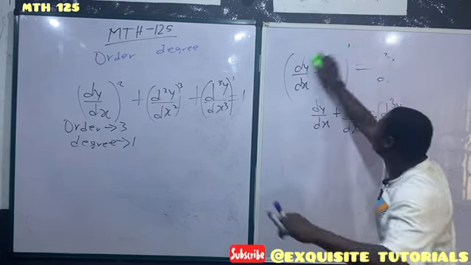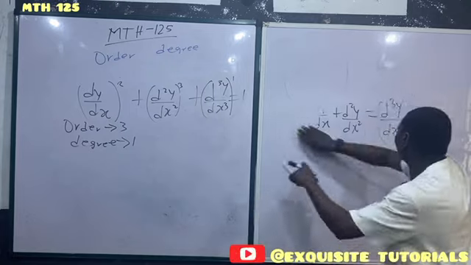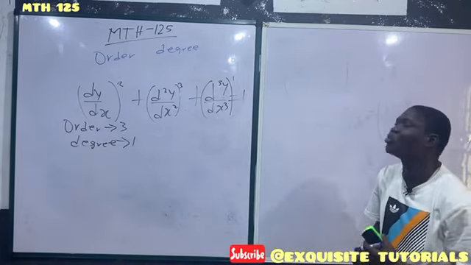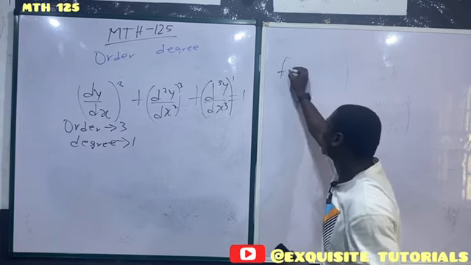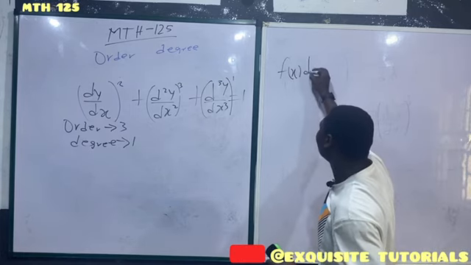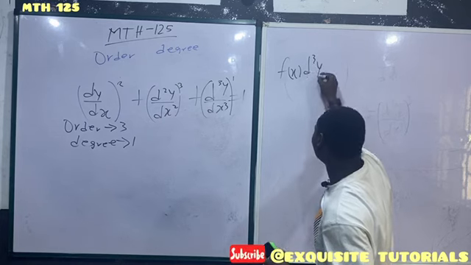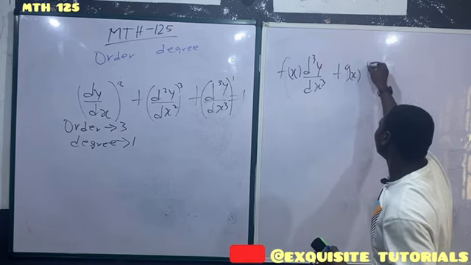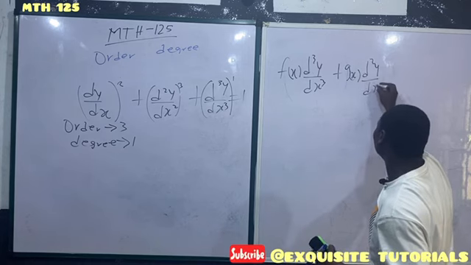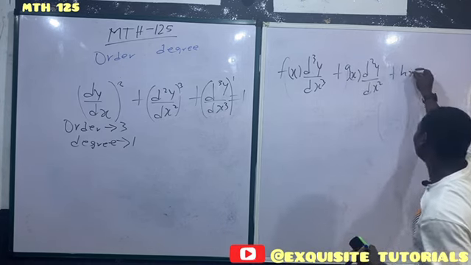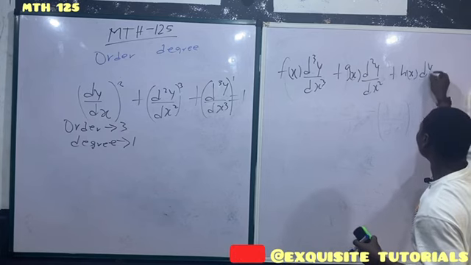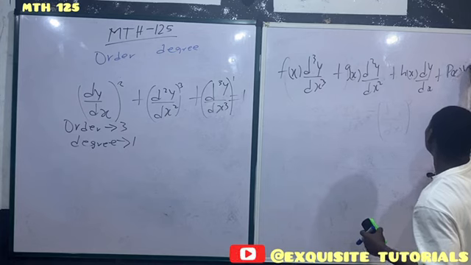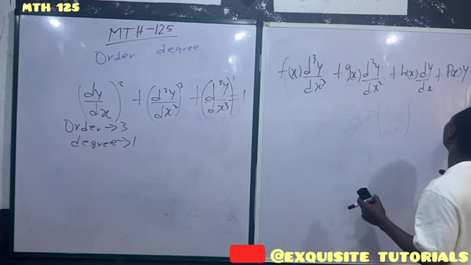So let's talk about linear and non-linear differential equations. Now, for a differential equation to be linear, it must be in this form: a function of x times the differential coefficient, I'm giving an example, plus a function of x times the differential coefficient, plus a function of x times the differential coefficient, plus probably a function of x times y, equals maybe another function of x.